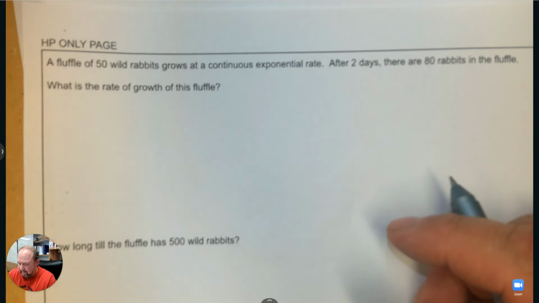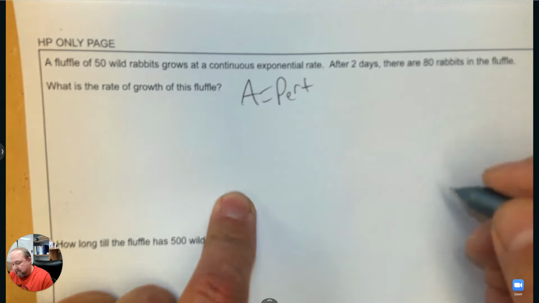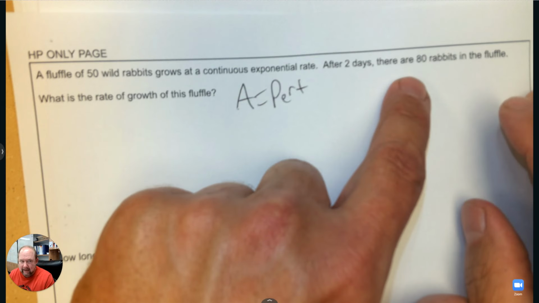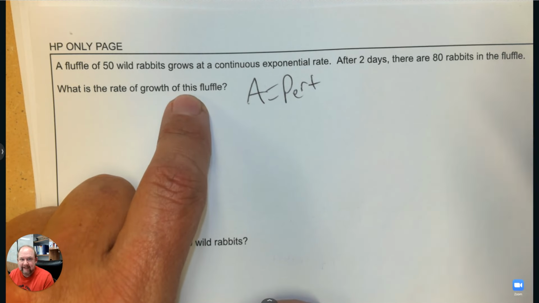Of 50 wild rabbits, continuous exponential rate. So this is it. After 2 days, there are 80 rabbits in the fluffle. What's the rate of growth of this fluffle? I keep saying it. So we started with 50.